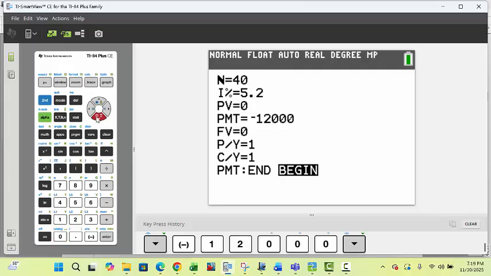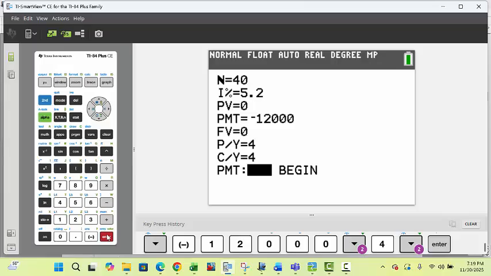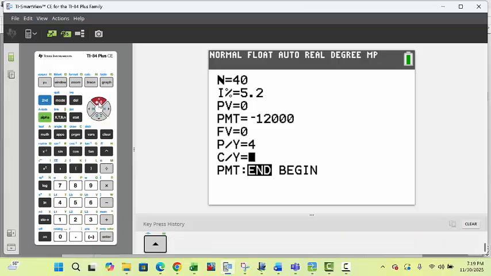And then I'm going to come down here and change that to 4. When you change the first one and you move the cursor, it changes both of them. Come down here, end of the period, make that say end. All right, then to make it do what you want, you come up here to the value you're looking for, which is the future value right there.